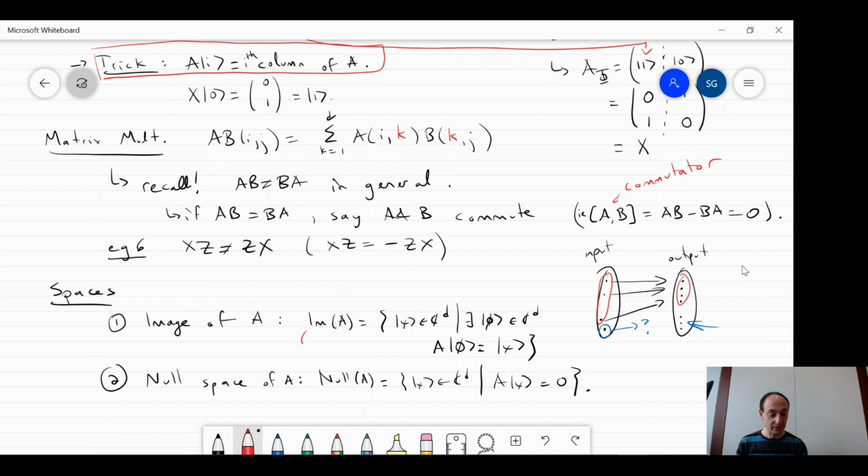And something you'll hear me say often is, what is the rank of the matrix? Remember, this is nothing other than the dimension of the image. So the rank in some sense tries to measure how big this output space is. What dimension does that red bubble on the right have?